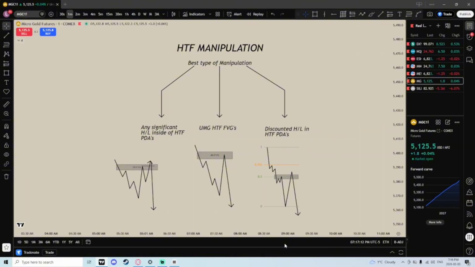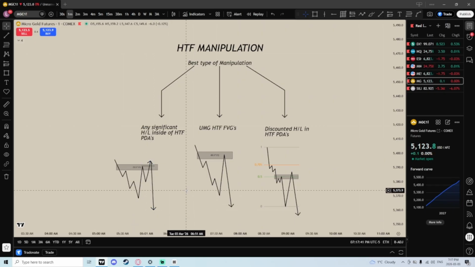The next step to this very simple strategy is higher time frame manipulation. So I'm going to be going over the best types of manipulation to see. These are my top three, but there's definitely more that I'm 100% missing. But the first one is any significant high or low inside of a higher time frame PDA. So in this case, let's say this is London session high inside of a 1 hour fair value gap. If we come up and sweep this high and we have draws on liquidity lower, very likely to see price distribute to those draws on liquidity.